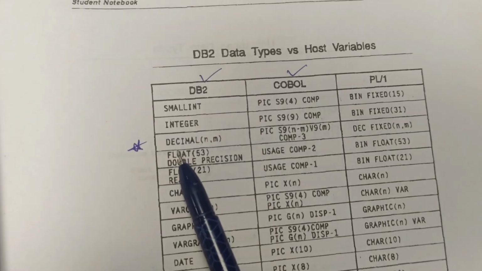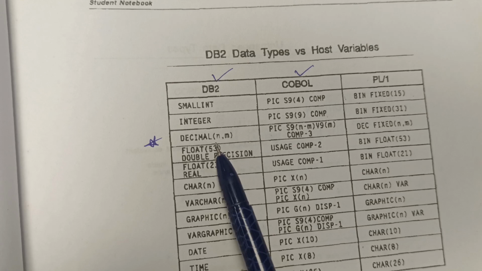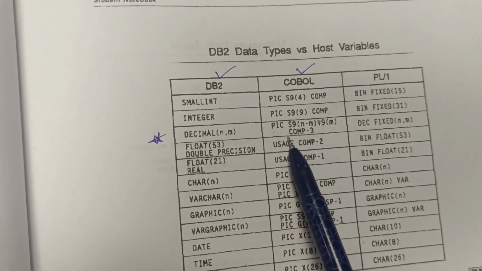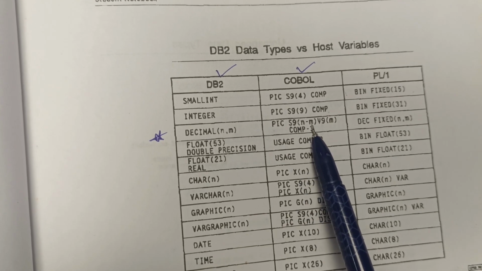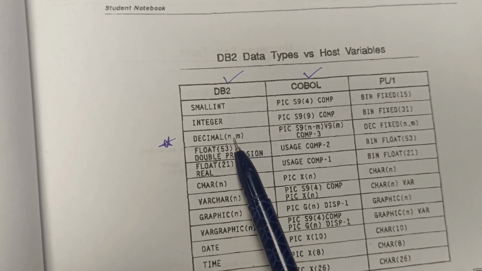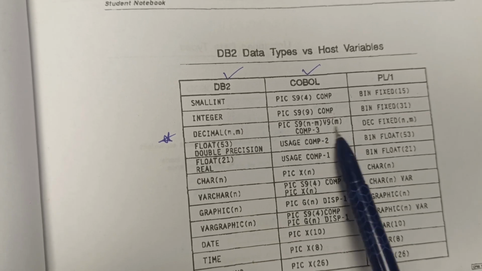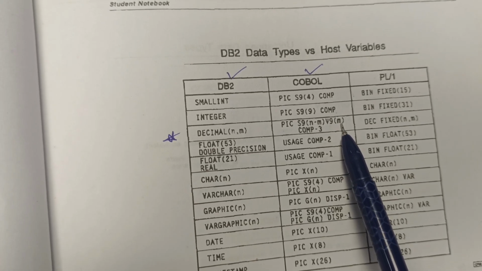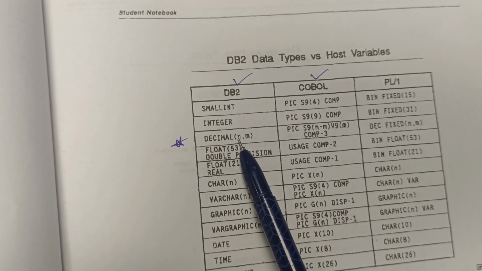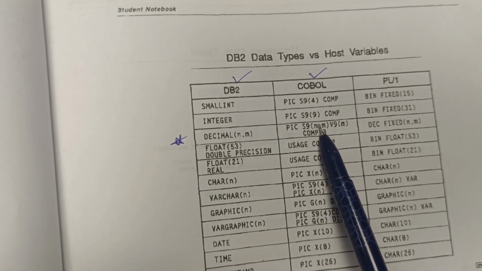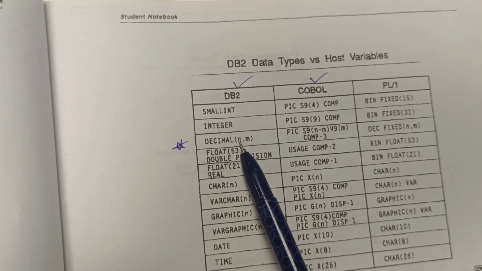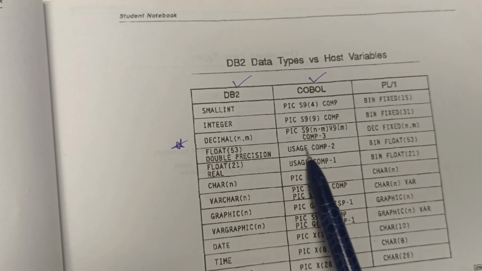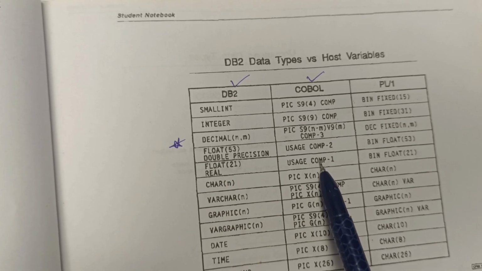Similarly, one more important type is DECIMAL. In DB2 we mention only n,m. What is the corresponding picture clause in COBOL? It is S9(n-m), so we need to subtract n minus m, and V9(m), which is the decimal point value, the m value here. In COBOL it is n minus m for the integer part. Then there is FLOAT, double precision, and how to define REAL or FLOAT: COMP-1.